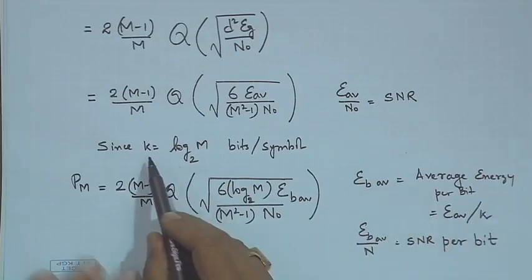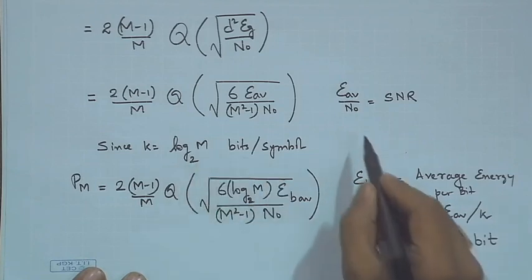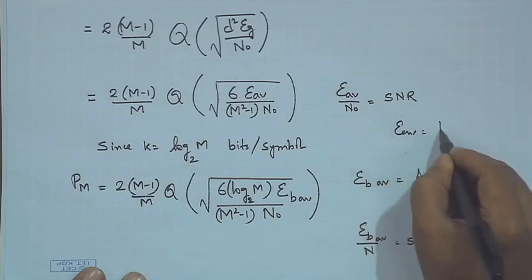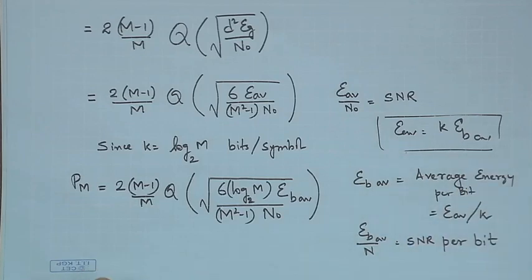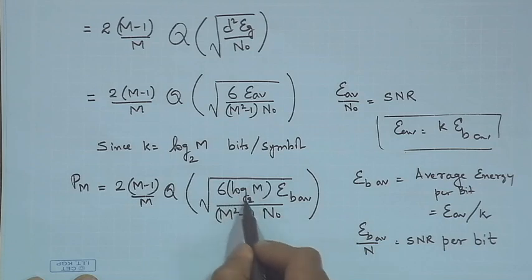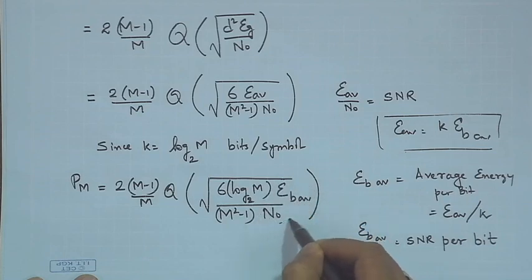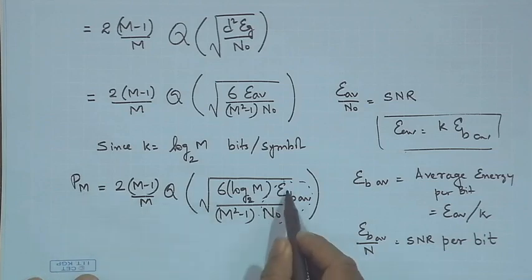Now, since k is log base 2 of m, right, we can write that EB, the average bit energy, is equal to average symbol energy upon k, or you could write EAV equals k times EB AV, right. So, in that case, if I have to write in terms of average bit energy, you have to multiply by log base 2 of m, which is nothing but k, and then you have EB by N naught. So, you would like to find the probability of error in terms of EB by N naught, or as a function of EB by N naught.